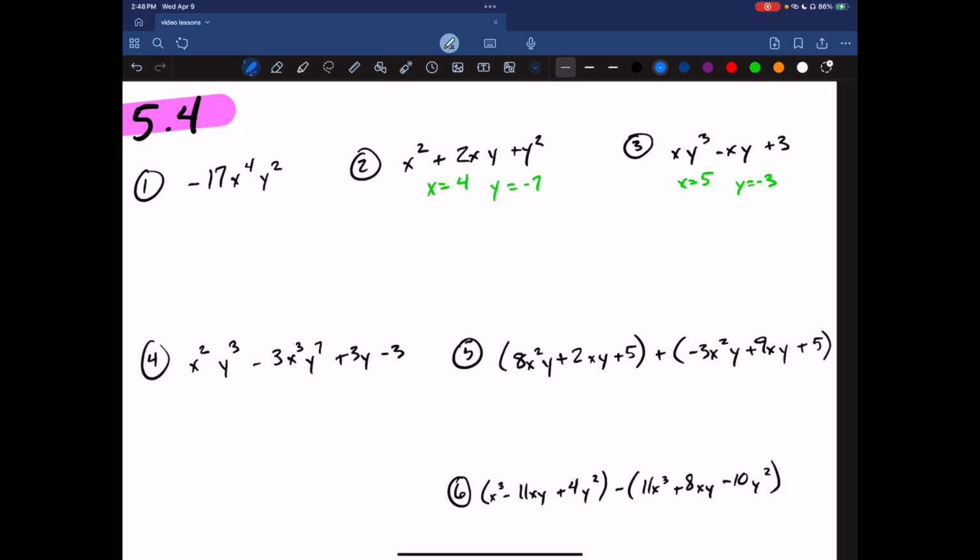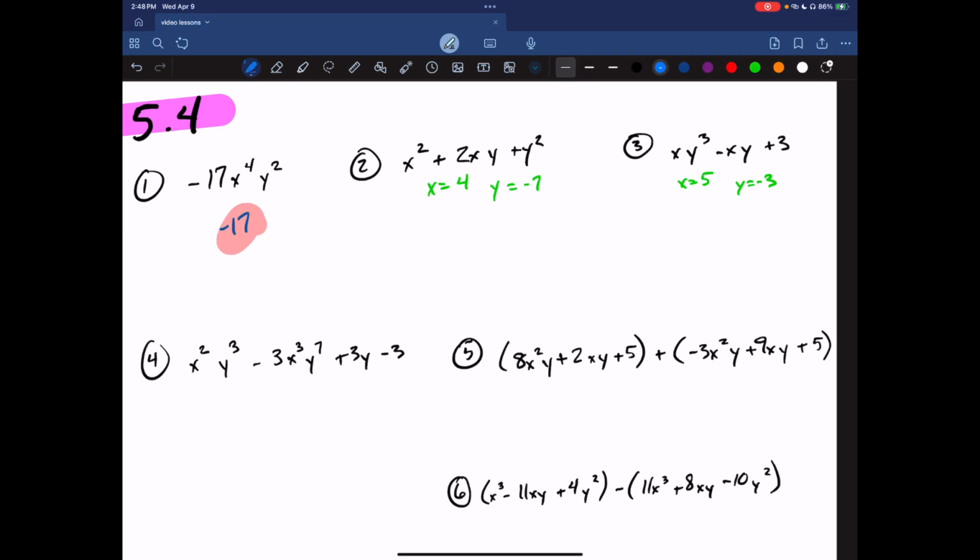Some of these problems come from your homework. And just so you know, on problem number 1, it's just asking you what is the coefficient. And so the coefficient is the number out front, sign included. And so for number 1, the answer is simply negative 17. That's the coefficient of x to the 4th y squared. Okay, so that was pretty straightforward.